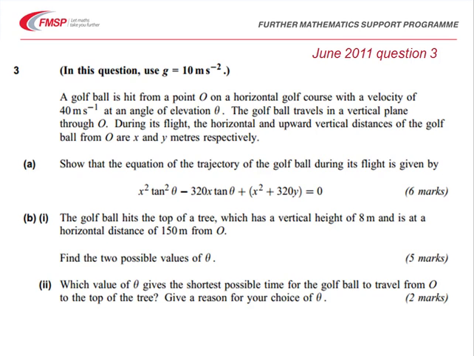Once we've done that, we're told that the golf ball hits the top of a tree, which is a vertical height of 8 meters and a horizontal distance of 150 meters from where it was hit. So we need to find the two possible values of theta from that. And it says which value of theta gives the shortest possible time for the golf ball to travel from O to the top of the tree, and then give a reason for that.